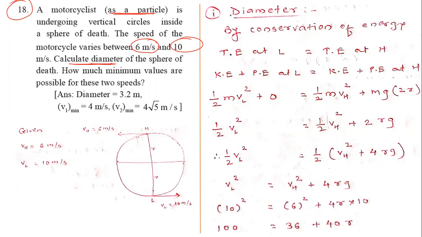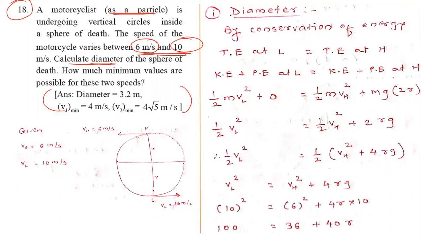Okay. So this is the problem, and this is the answer given in the textbook. Let me check whether we are getting the answer or not. Now motorcyclist is in the sphere of death when it is following a vertical circular motion. So speed varies between 6 meter per second and 10 meter per second.